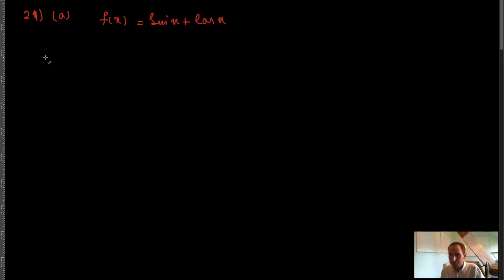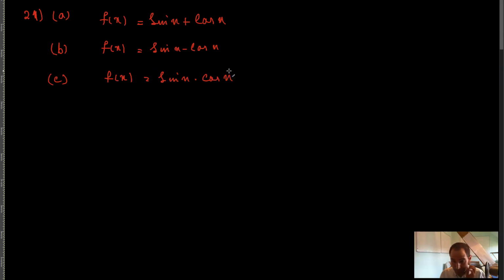Okay, so this question has a couple of parts. Part A is f of x equals sine x plus cos x. Part B is where you want to show that this function is continuous, which is f of x equals sine x minus cos x. And C is f of x equals sine x times cos x. Now, let's not discuss that because I'm not really sure about it.